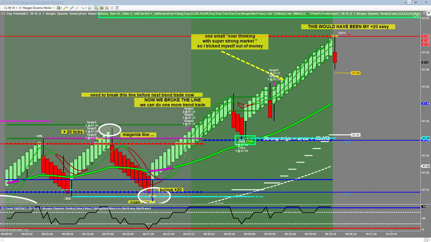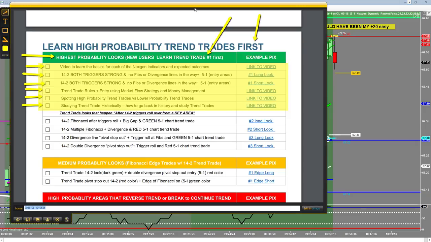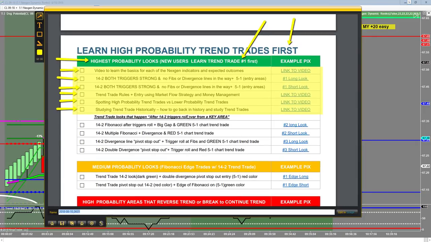When you look at Nexgen and when you're learning Nexgen, learn the trend trades first. That's the bread and butter. You're trading with the rest of the planet. When you look at your page number 2, this is the section. Learn your high probability trend trades first.